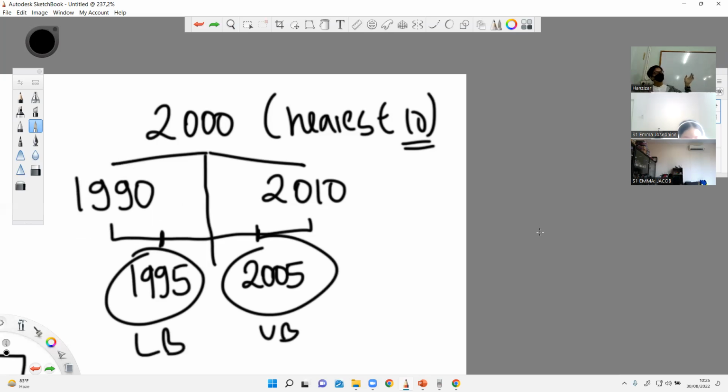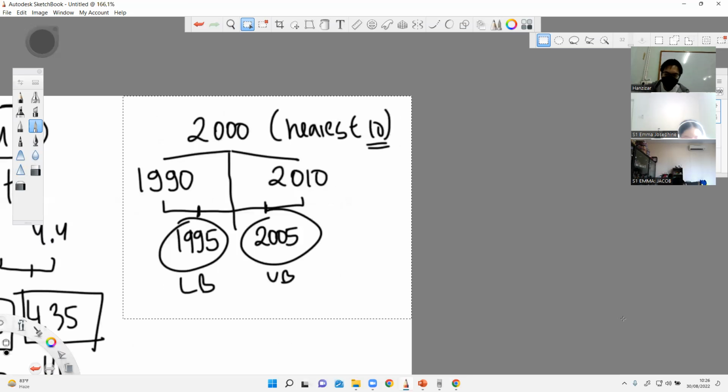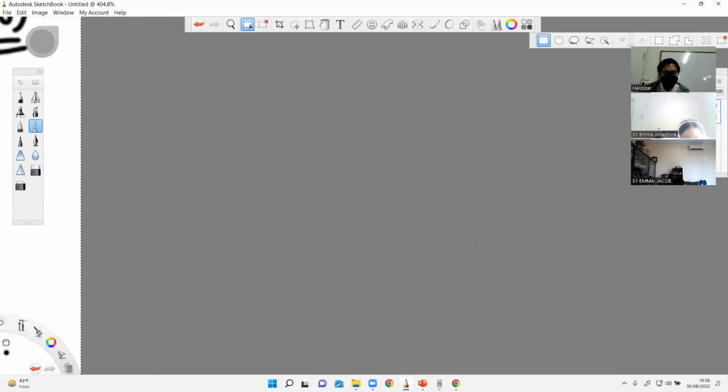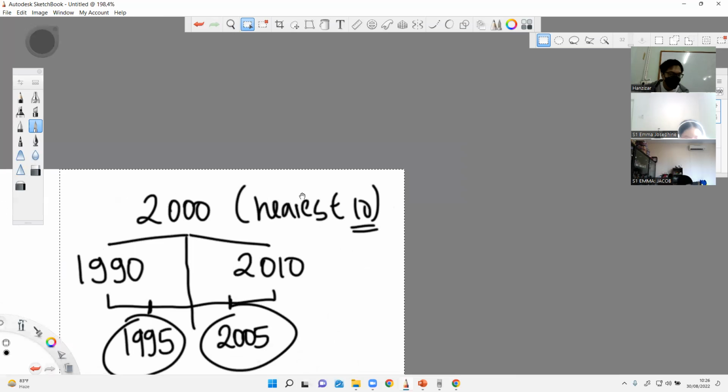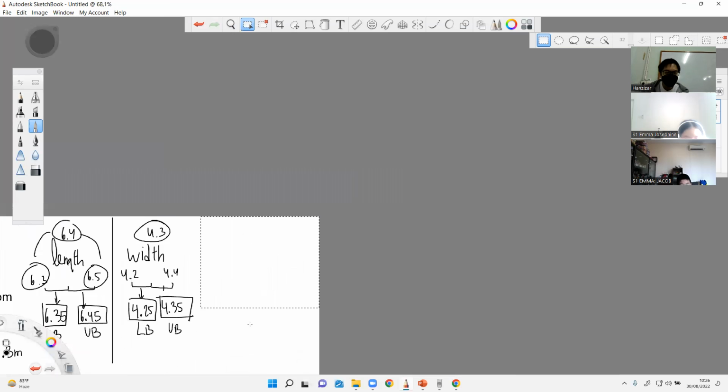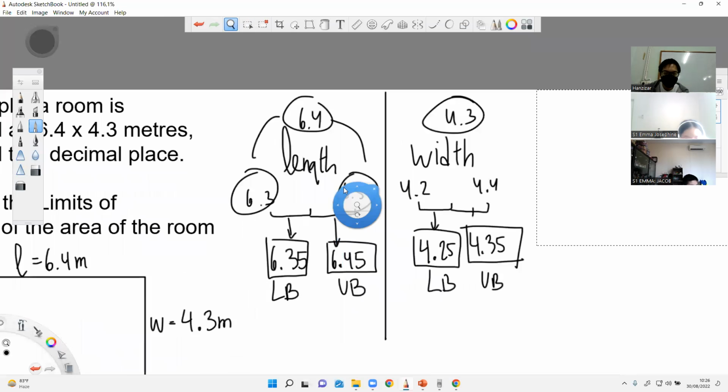Any question regarding the upper bound, lower bound? Who still does not understand? No problem. Just be honest. Anyone that still doesn't understand about this? No one? Okay, good to hear that. Nearest 10, be careful about the nearest 10. Nearest 10 means you have to subtract 5 and add 5, and then you find the middle. Okay. Now, we are not done yet.